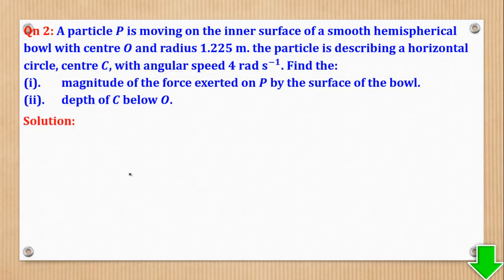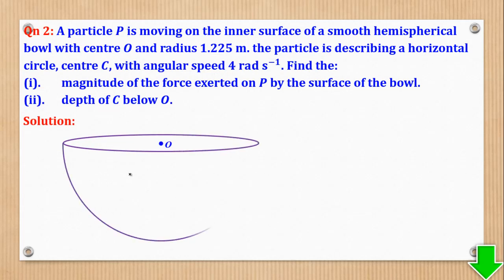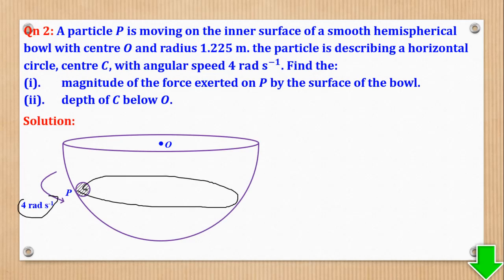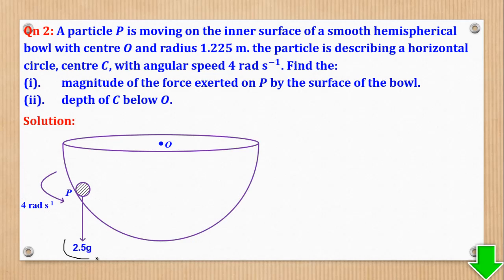So we shall need to make a sketch. So we have a hemisphere with center O and a particle P with an angular velocity of 4 rad per second moving in a horizontal circle. So the weight of that particle is 2.5 g, and the normal reaction is R. Normal reaction is at 90 degrees to the surface, so it is radial towards the center. Therefore, if you elongate it further, it has to touch the center.